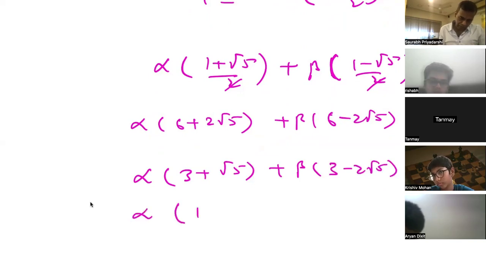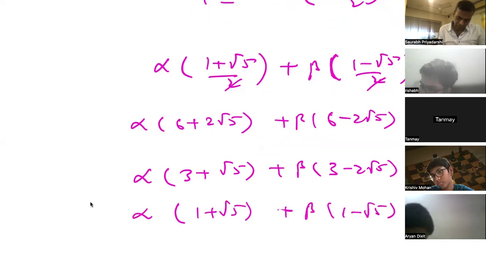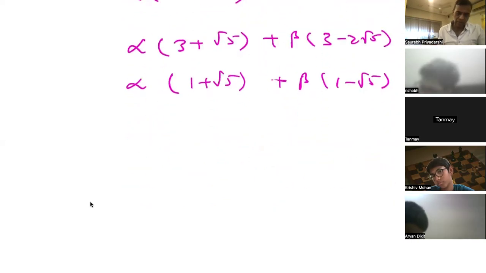And this first one, alpha plus beta is equal to root 5. Can you get alpha and beta from this?